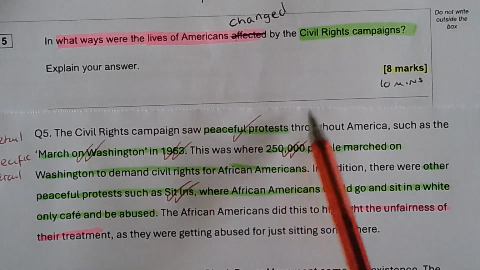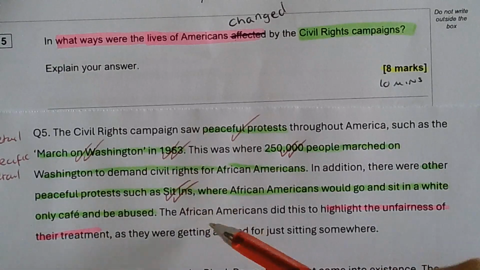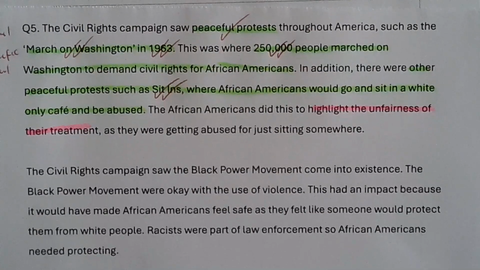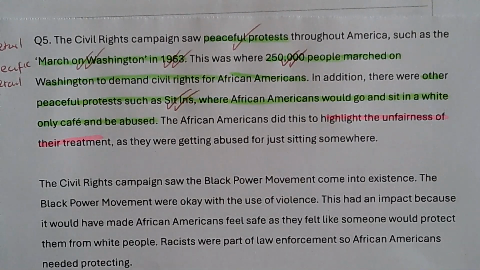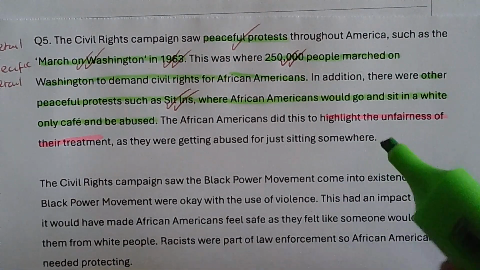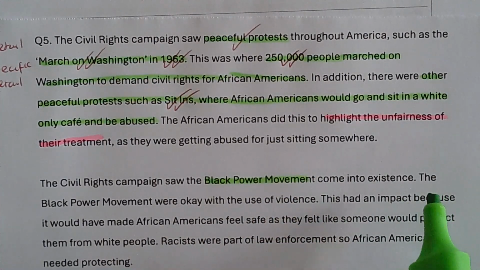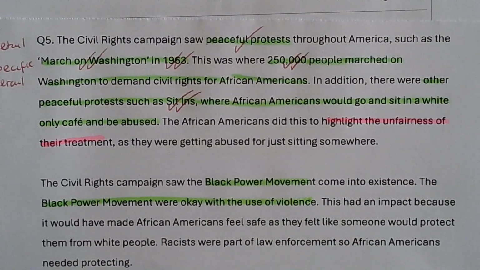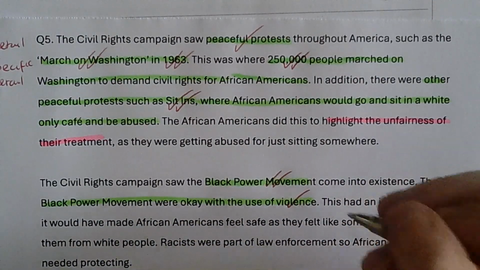How many marks would this get us? Well, actually, this paragraph would probably get us 3 out of 8 marks on its own, just because of the level of detail that's used and there is an attempt to explain. But there is also a second paragraph underneath. So I've then gone on to talk about another group within the civil rights movement. So the civil rights campaign saw the Black Power movement come into existence. The Black Power movement were okay with the use of violence. So again, what I've done there is I've given a specific example. I've told you a little bit about the Black Power movement.